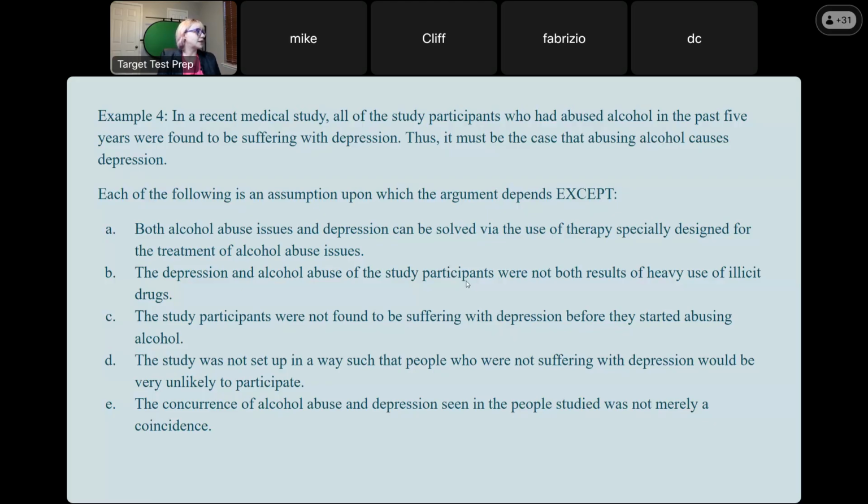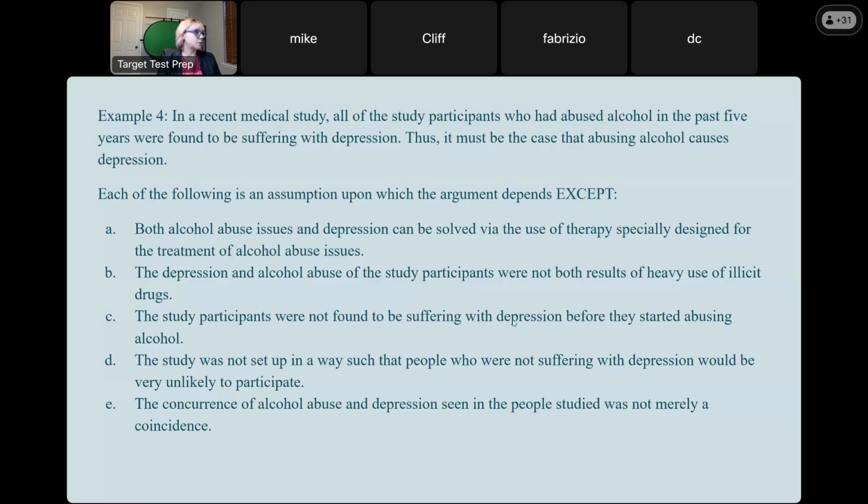B, the depression and alcohol abuse of the study participants were not both results of heavy use of illicit drugs. So this is an assumption the argument relies on because they're saying abusing alcohol causes depression. So if another thing causes depression or both of them and they're just co-occurrences, then this falls apart. Be very careful with your cause and effects.